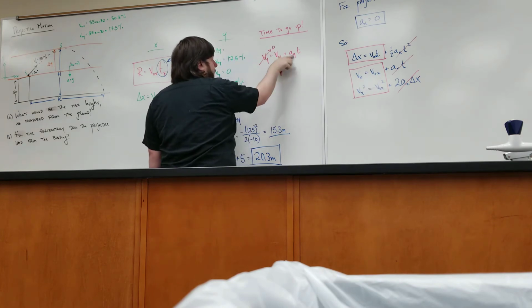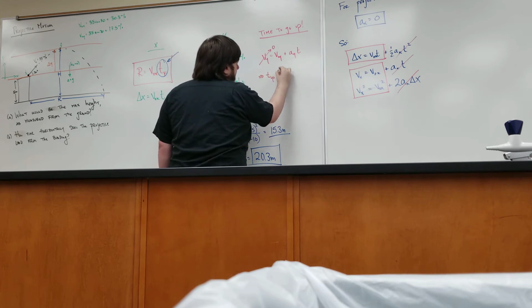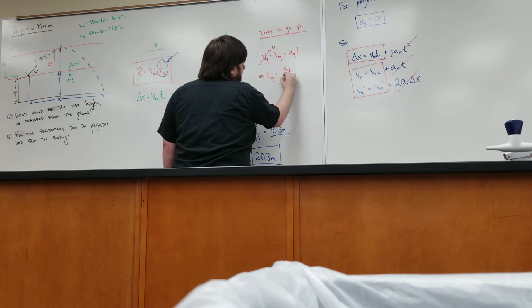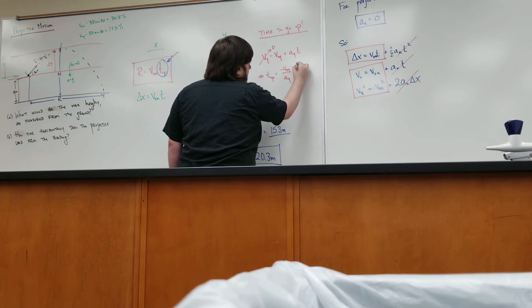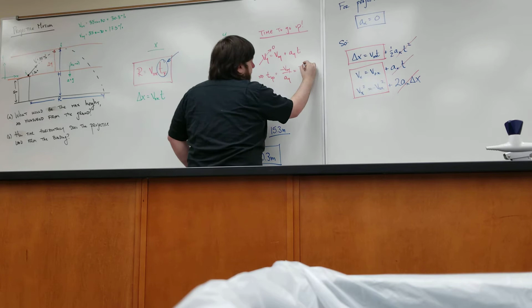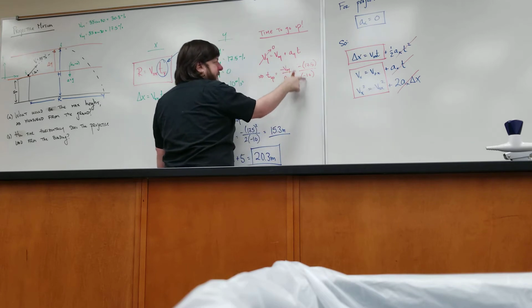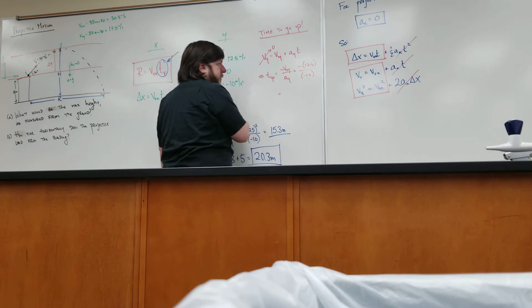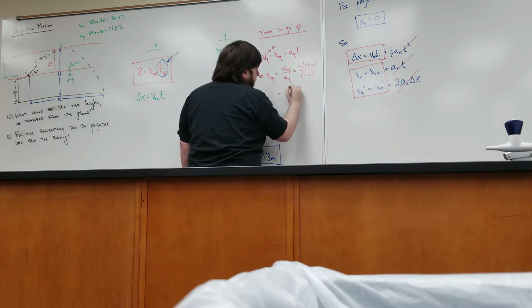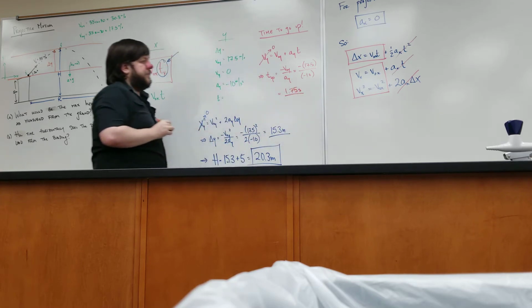Subtract V naught y, divide by Ay, and so the time up is negative V naught y over Ay, which is negative, V naught y was 17.5, divided by negative 10. The negative signs cancel, which is good because time should always be positive. So the time to go up is 1.75 seconds.